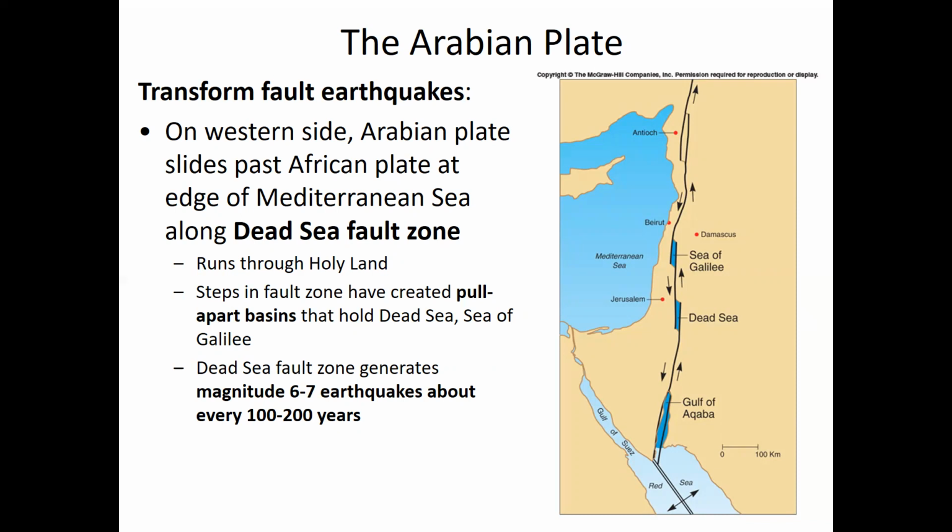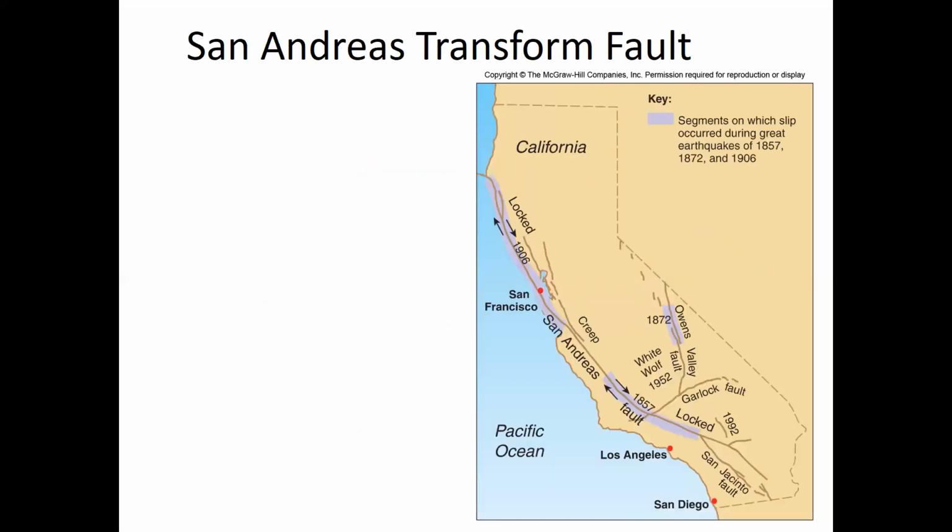It runs through the Holy Land. It has steps in the fault, so there are small segments of divergence, and those divergences create little valleys, actually, which have created the Sea of Galilee, the Dead Sea, and so on. And so this generates magnitude 6 to 7 earthquakes about every 100 to 200 years.